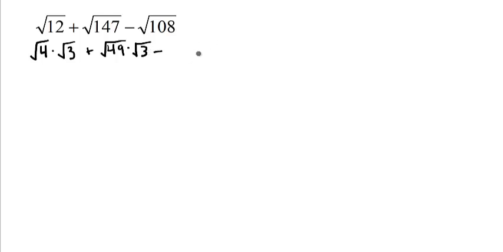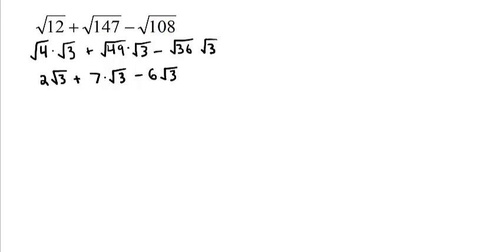So now what perfect square goes into 108? And that's going to be 36. And you can divide 36 into 108. I believe that is going to be 3 times. So then we're going to have the square root of 3. Okay. Now let's simplify. Square root of 4 is 2 times the square root of 3 plus the square root of 49 is 7. And then that's times the square root of 3. Minus the square root of 36 is 6 times the square root of 3.